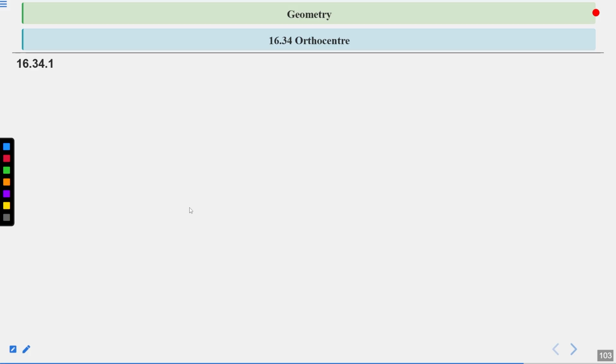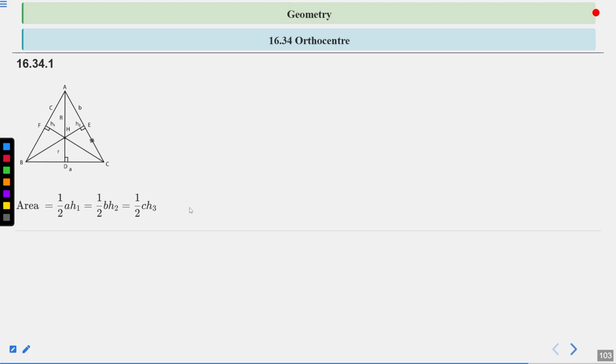Next one, the orthocenter. So this is the diagram of the orthocenter. So we can say that area is 1/2 into base into height. So (1/2) A into H1, which is also equal to 1/2 into B into H2, which is also equal to 1/2 into C into H3. And A, B, C are all the corresponding sides of the triangle.